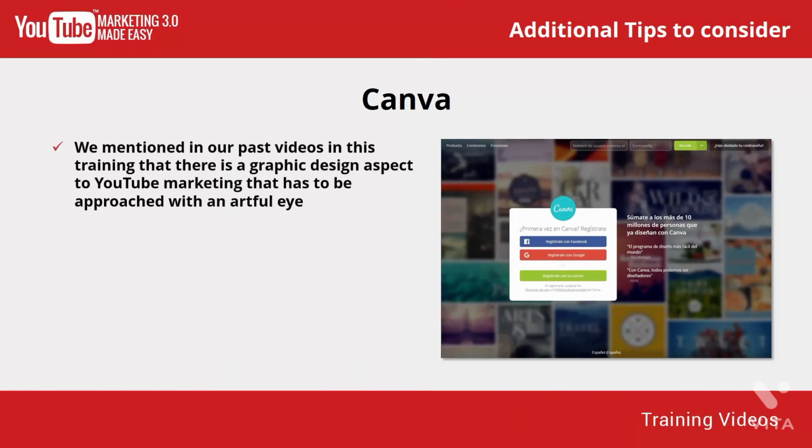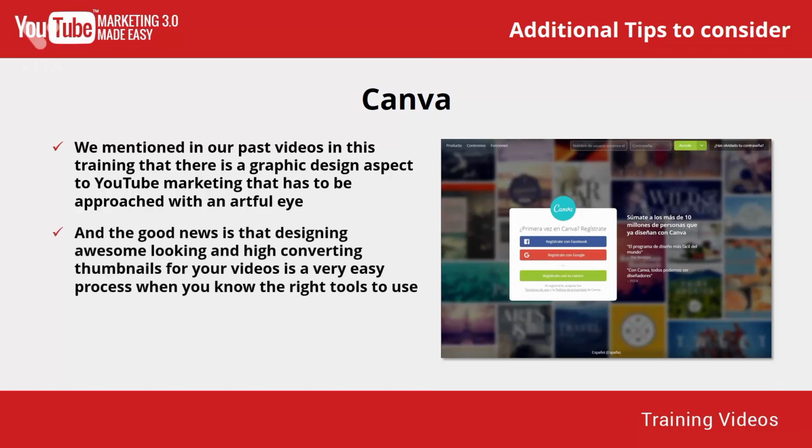Canva. We mentioned in our past videos in this training that there is a graphic design aspect to YouTube marketing that has to be approached with an artful eye, because catchy and attention-grabbing thumbnails are pretty much guaranteed to get lots of clicks to your videos on searches and on recommended video feeds. And the good news is that designing awesome-looking and high-converting thumbnails for your videos is a very easy process when you know the right tools to use, and Canva is our choice in that department, because Canva will allow you to use custom thumbnail templates that you can use to create your thumbnails in record time.